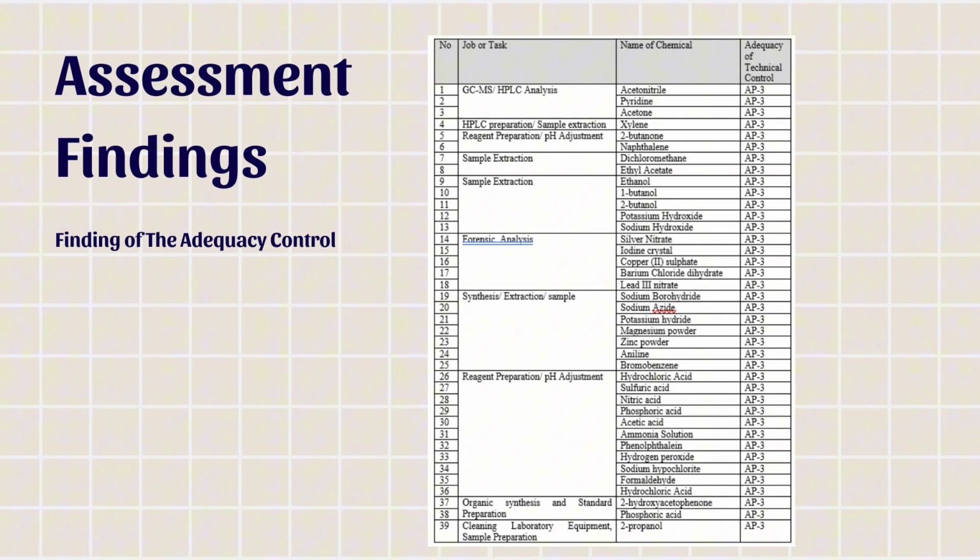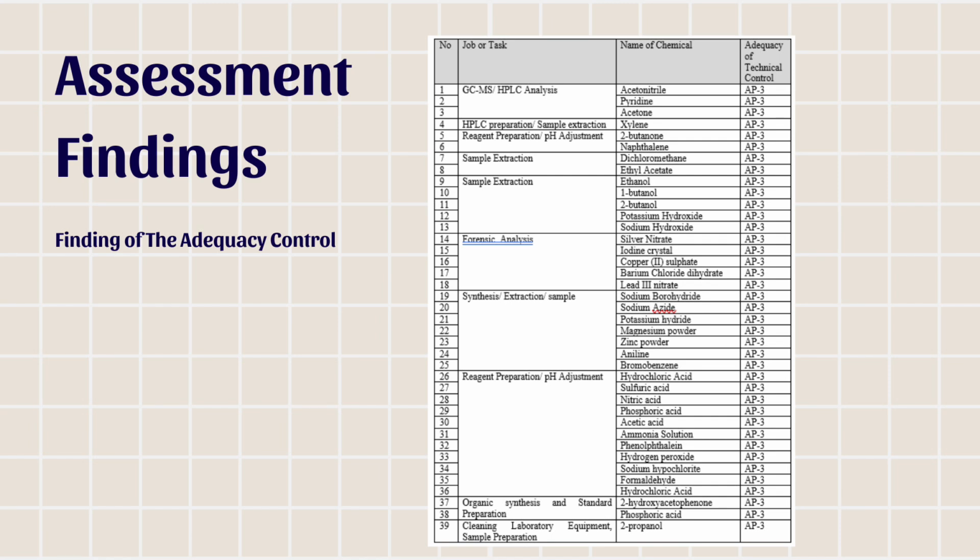However, AP3 does not mean that the chemicals are harmless or that no further action is needed. It means that the existing controls should be maintained and reviewed regularly to ensure that they continue to function effectively. For example, the fume hood must continue to operate properly, suitable PPE must be worn, and safe chemical handling procedures must be followed.